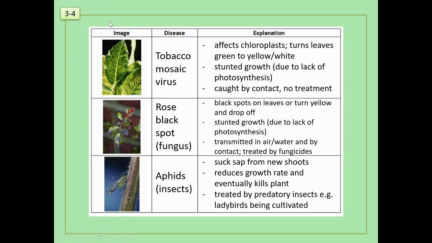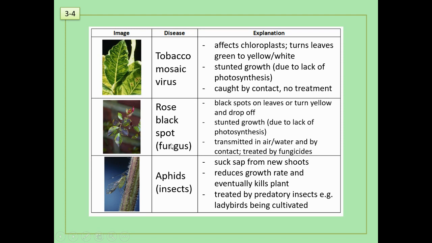Well, tobacco mosaic virus affects chloroplasts, which turns the leaves yellow or white in this mosaic pattern. It causes stunted growth because the plant can't photosynthesize. It's transferred, or is caught, through physical contact, and there is no treatment.